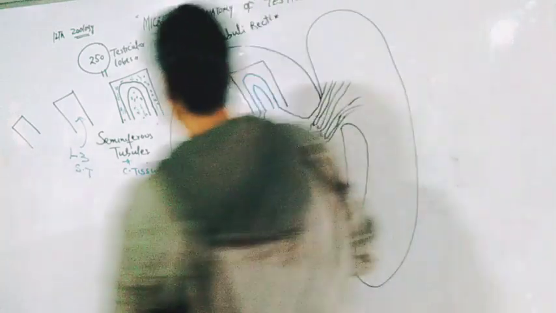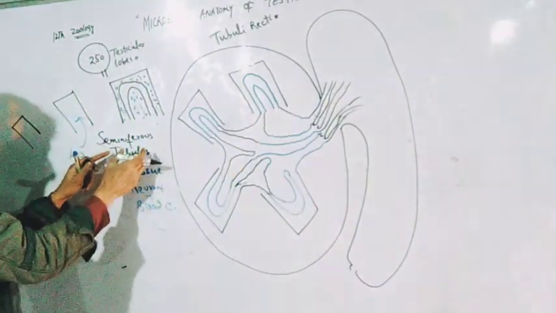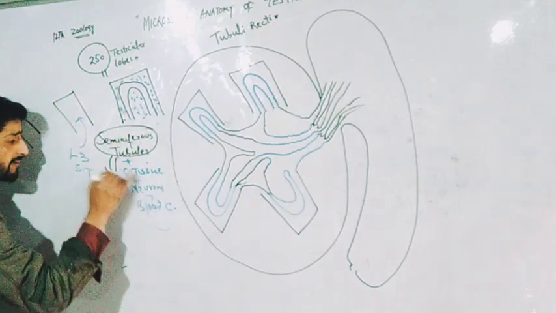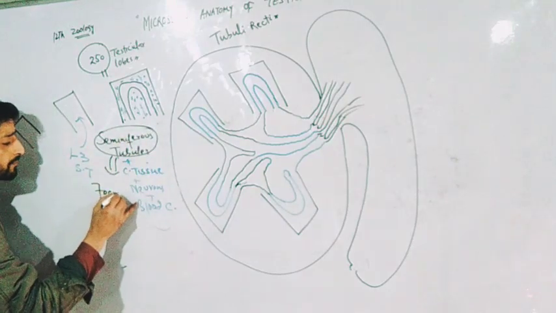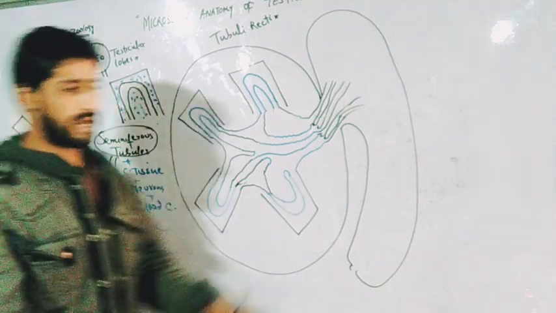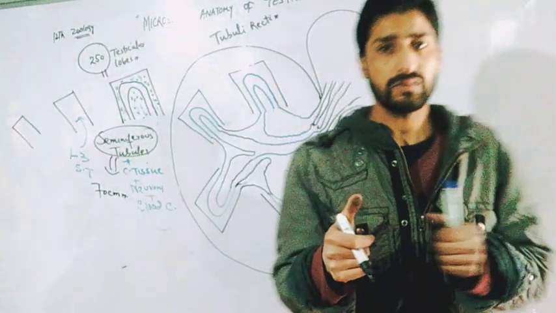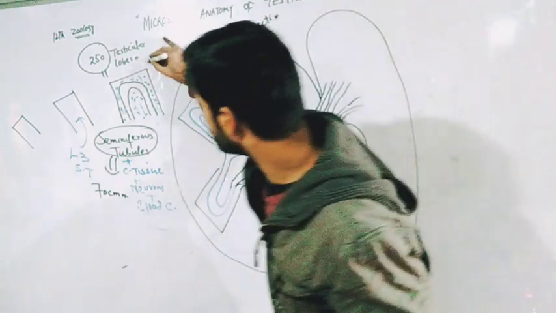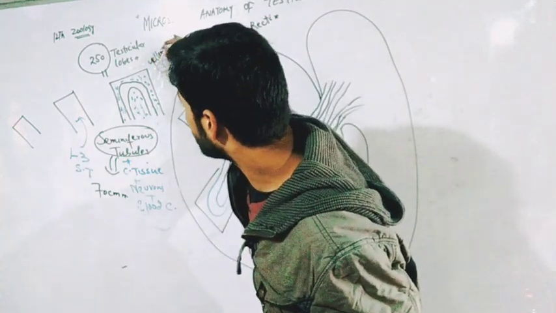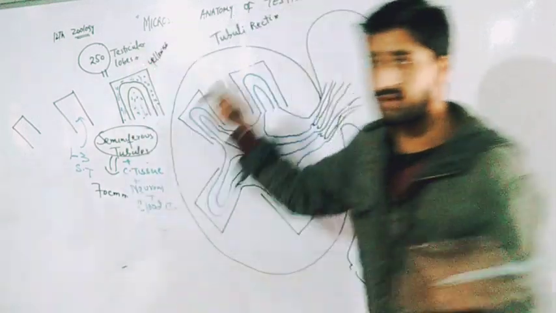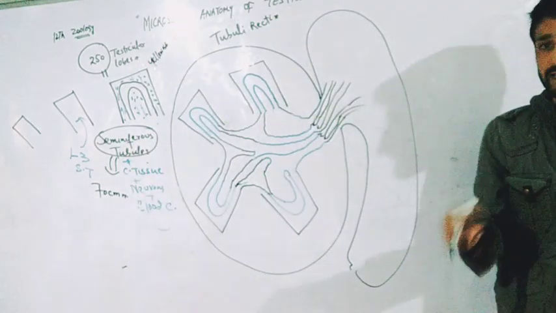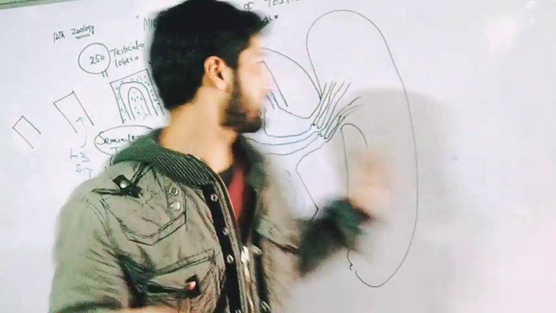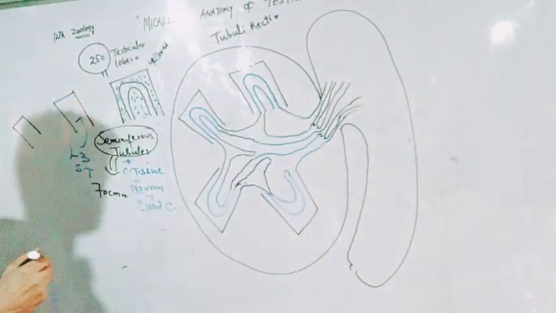Now, the length of each seminiferous tubule is roughly 70 centimeters. What I mean is that if we could extend one yellowish seminiferous tubule, we would get an approximately 70 centimeter long tube.